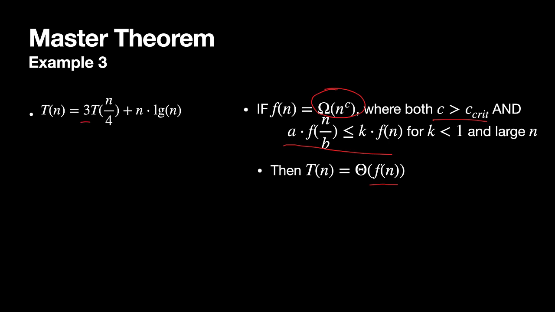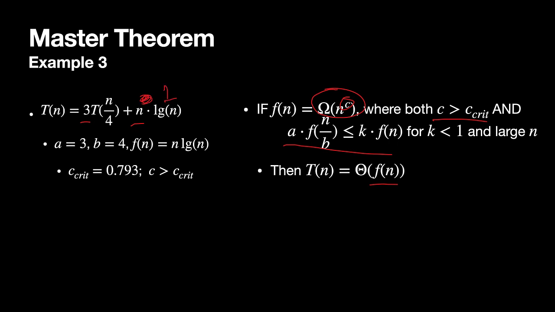So again, we're looking at this particular recurrence, 3T(n/4) + n log n. We've identified a is 3, b is 4, our f(n) function is n log n. We had already identified that our critical factor is 0.793, and our c coefficient appears to be 1. So that would be greater than our critical factor. So we definitely don't fall into either of our previous two cases. It's not less than our critical factor, nor is it equal to it.